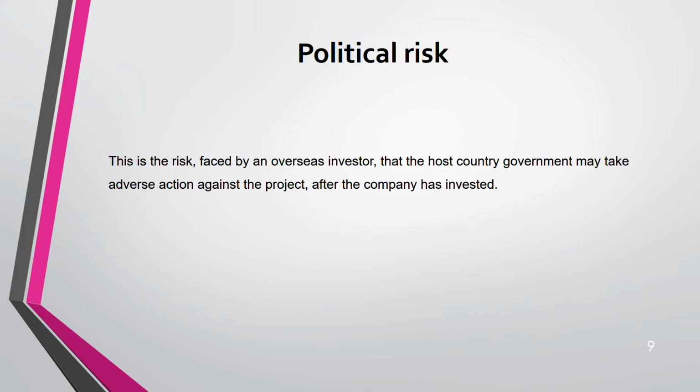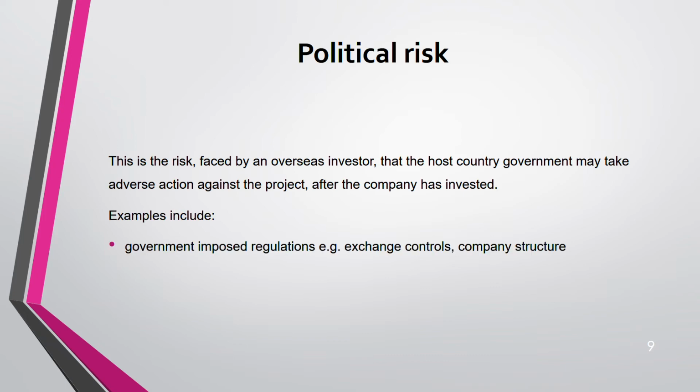Let's explain political risk because you need to write on different types of risk. So you need to know the types of risk also. Political risk is mostly faced by an overseas investor. Let's say in your host country, the host country's government might take some adverse action which might affect your project's return, right? That's why political risk is important, and you need to take it into the picture because it can affect your project. Examples: government can impose regulations on exchange. They might control the exchange.